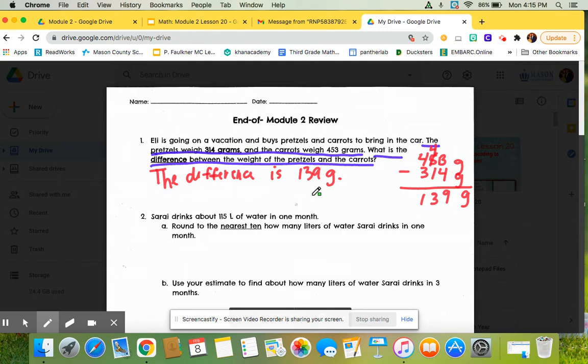I know there's different strategies, and really in the review, I let you pick your strategy. So just make sure you have a drawing there. I don't want to make people feel like they have to do a certain strategy. Okay, so let's go ahead and look at number 2.